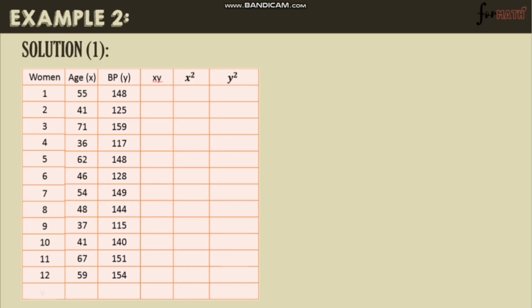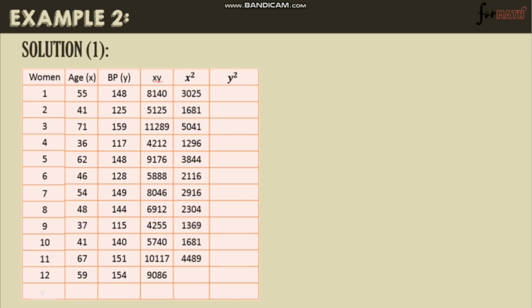So once again, if you're going to get the xy, look dito ka sa column ng x and column ng y, and then multiply mo lang po sila per row. So 55 times 148, 41 times 125, 71 times 159, 36 times 117, 62 times 148, etc. And for the x squared, punta ka po sa column ng x. Squared mo naman sila isa-isa per row. So we have 55 squared, 41 squared, 71 squared, 36 squared, etc. And for the y squared, punta ka naman sa column ng y. We have 148 squared, 125 squared, 159 squared, etc.